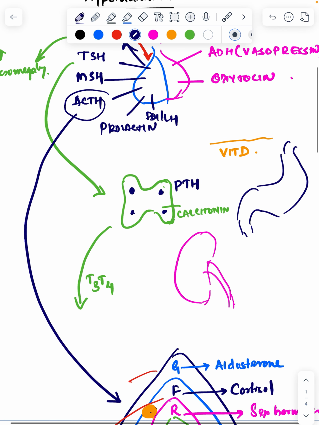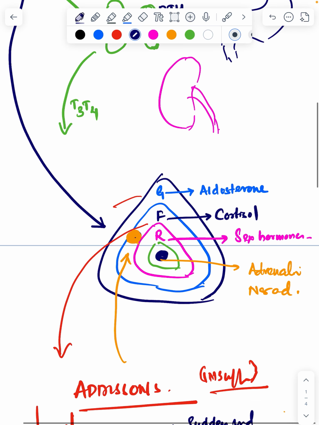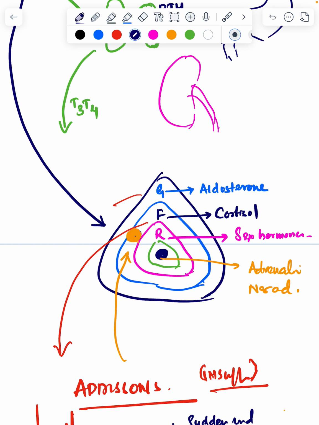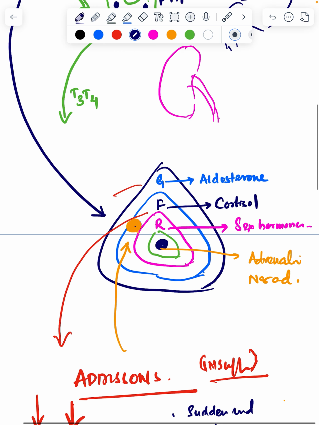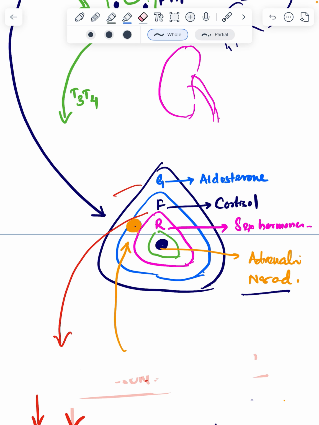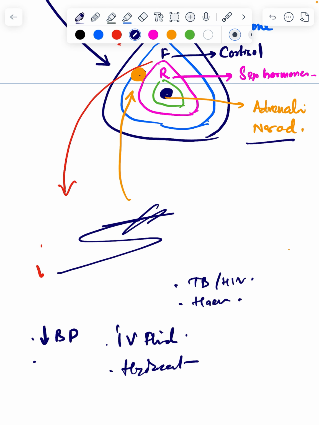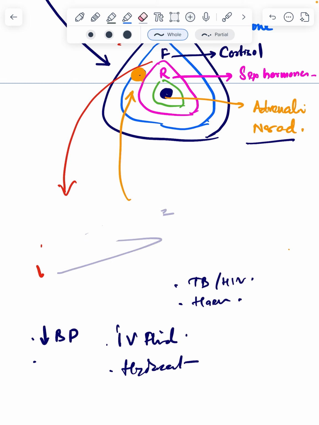This was about adrenal cortex. Now the hormones which act on the adrenal medulla, these are called catecholamines, from chromaffin cells. The 10% rule is there, 10% extra-adrenal, 10% bilateral, 10% multiple. So what does the medulla secrete? It secretes adrenaline and noradrenaline, leading to uncontrolled hypertension.